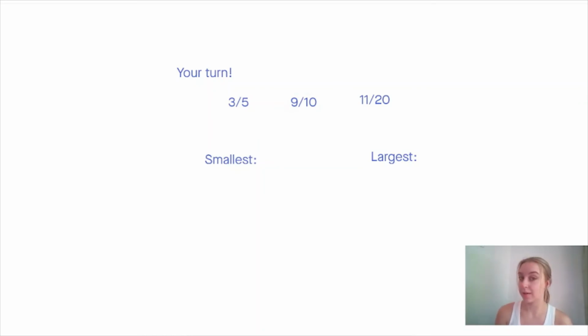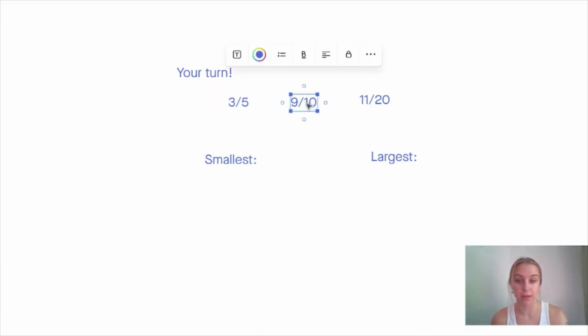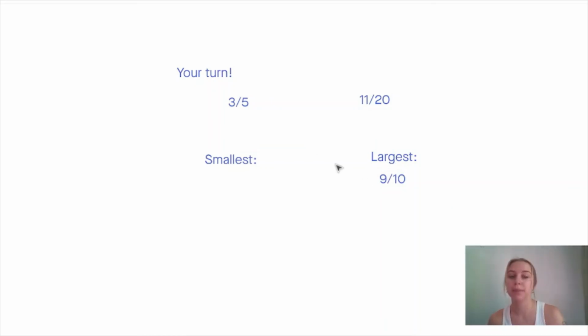The answer that you should hopefully have come up with is that 3 over 5 turns into 12 over 20, and 9 over 10 becomes 18 over 20. So 18 over 20, or 9 over 10, becomes our largest number. 3 over 5, or 12 over 20, becomes our second largest. And 11 over 20 becomes our smallest.